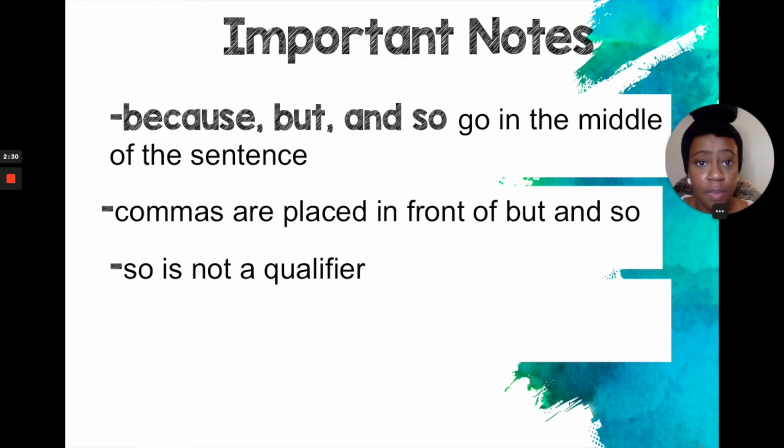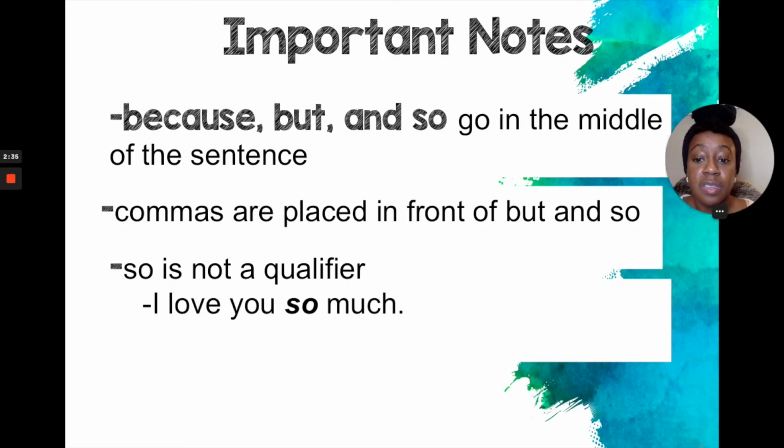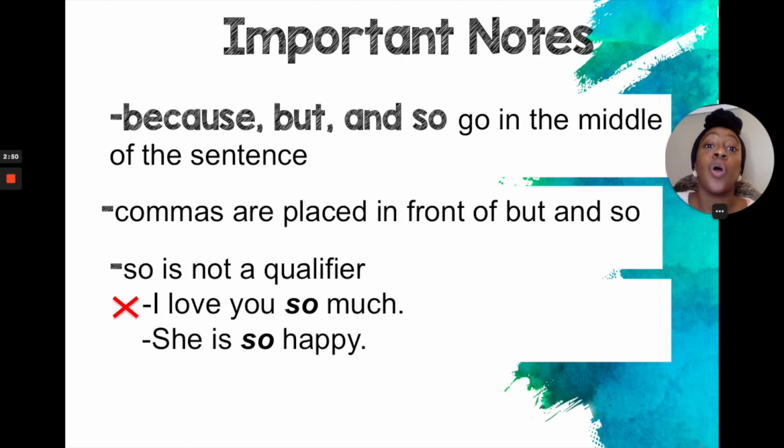So is not a qualifier. So is used to introduce the effect. For example, I love you so much. No, that's a qualifier. And she is so happy. Okay, this is not what we're talking about. We're using so to introduce effects and not as a qualifier.